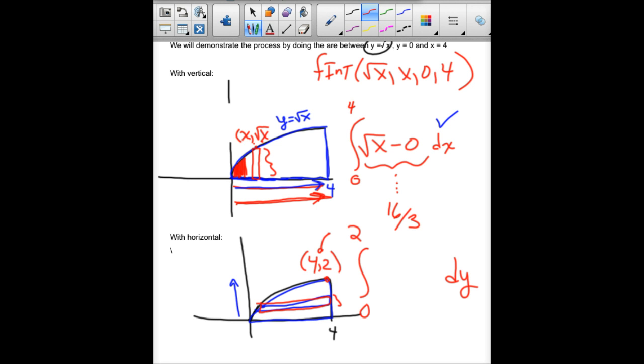The problem is the integrand also needs to be in terms of y. So I cannot put any x's in my integrand. There's no variable mismatch. So right here, this x is a constant. It's 4. I don't even care what the y is. I know it's out 4.